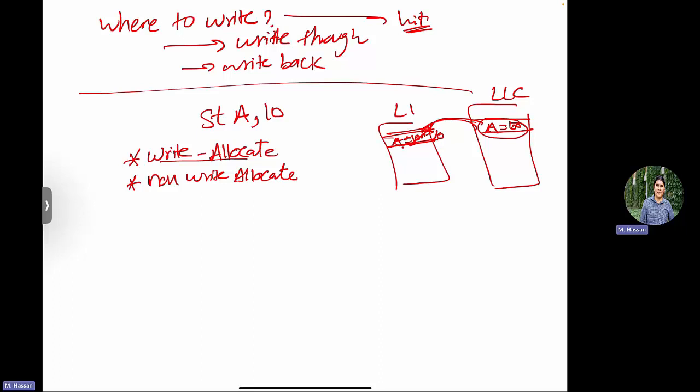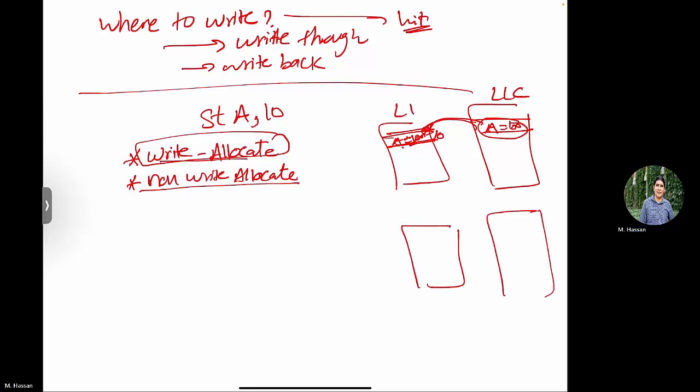But this question is telling you, should I fetch the data, fill it from the L2 to the L1 or not, in case of a write? If you have a write allocate policy, you bring it from the LLC to the L1. If you have a non-write allocate, in that case, you don't bring it to the L1. You have here A equal 100. You don't bring in A, but rather just write it in place.